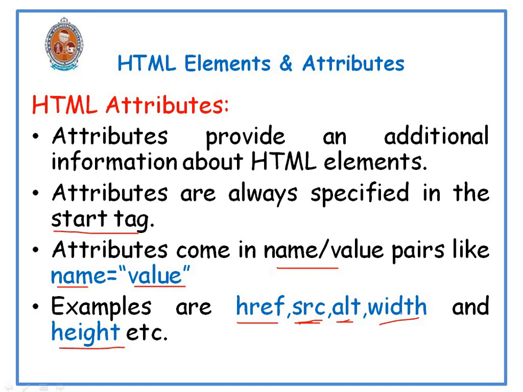All these five attributes provide additional information about HTML elements. So href provides additional information about the anchor tag, whereas src, alt, width and height provide additional information about the image tag. So attributes provide additional information about HTML elements.